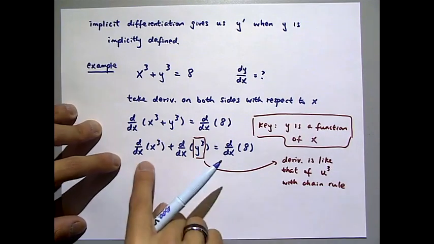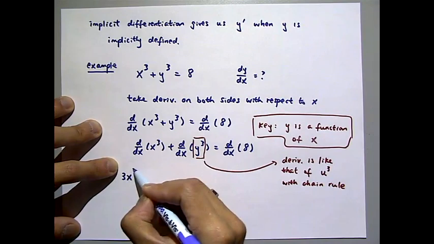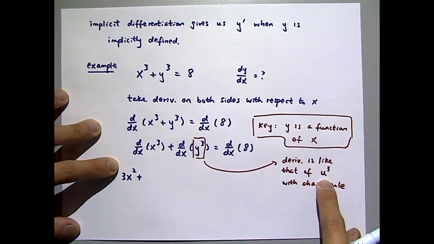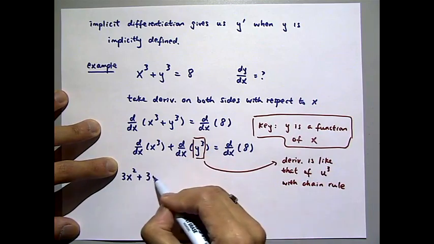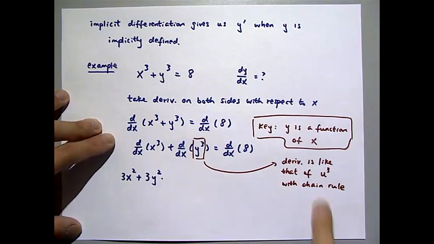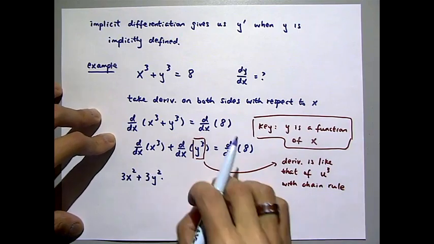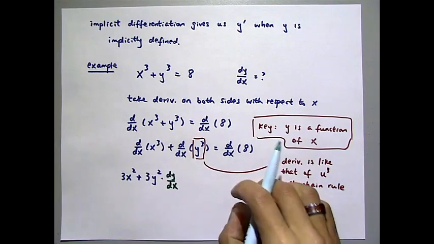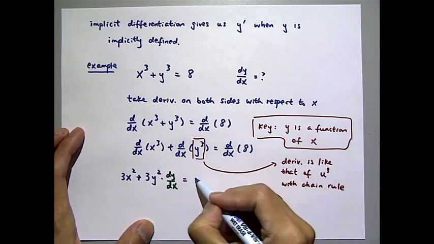And so what's going to happen here, this part is easy. The derivative of x cubed is 3x squared. And the derivative of y cubed here, think of it as u cubed. Remember, you bring the power down. You keep that base the same. Reduce the power by 1. And then you have to account for the fact that this u and this y here is something more than just an x. So that's where we have to insert this extra dy dx. Right-hand side, 0, of course.